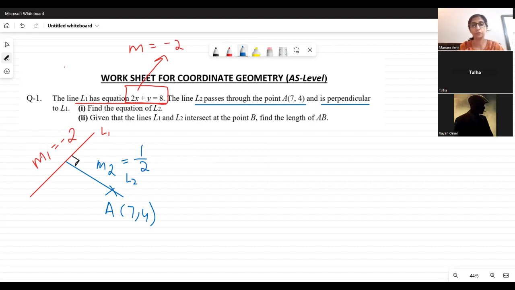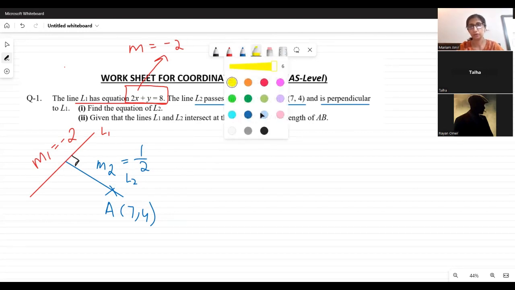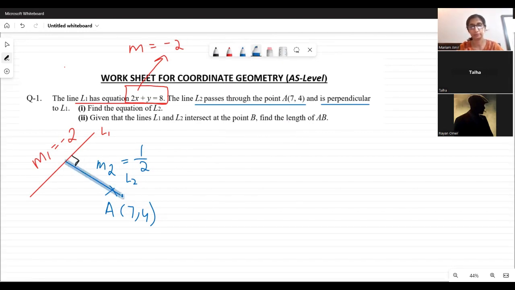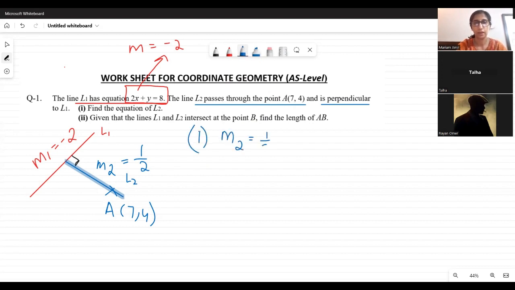All right. So we have to find the equation of line L2. What's left to be done? We have its slope and we have a point from where it passes, which is (7, 4). So how do we find the equation? We can put it into y equals mx plus c. Exactly, either y equals mx plus c.